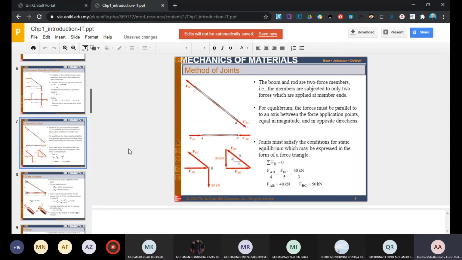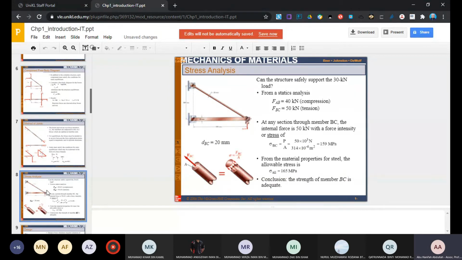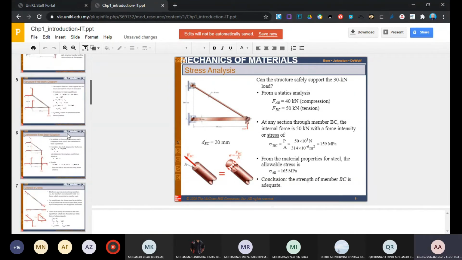So this is a simple exercise. You may get more complex problems later on. This is just a simple example for you to see how to come up with the force AB and force BC. So next, stress analysis. Okay.